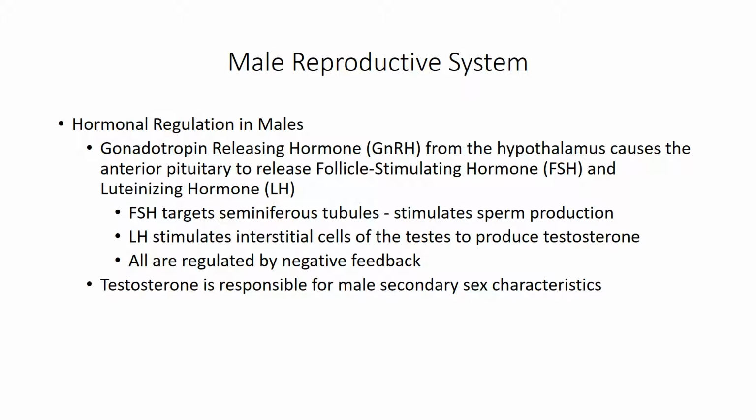Now, it's important to know FSH stimulates sperm production, and LH makes testosterone. Okay, so let's keep that straight. Testosterone is what helps men go through puberty and things like that. Okay, so FSH stimulates sperm production, LH makes testosterone.